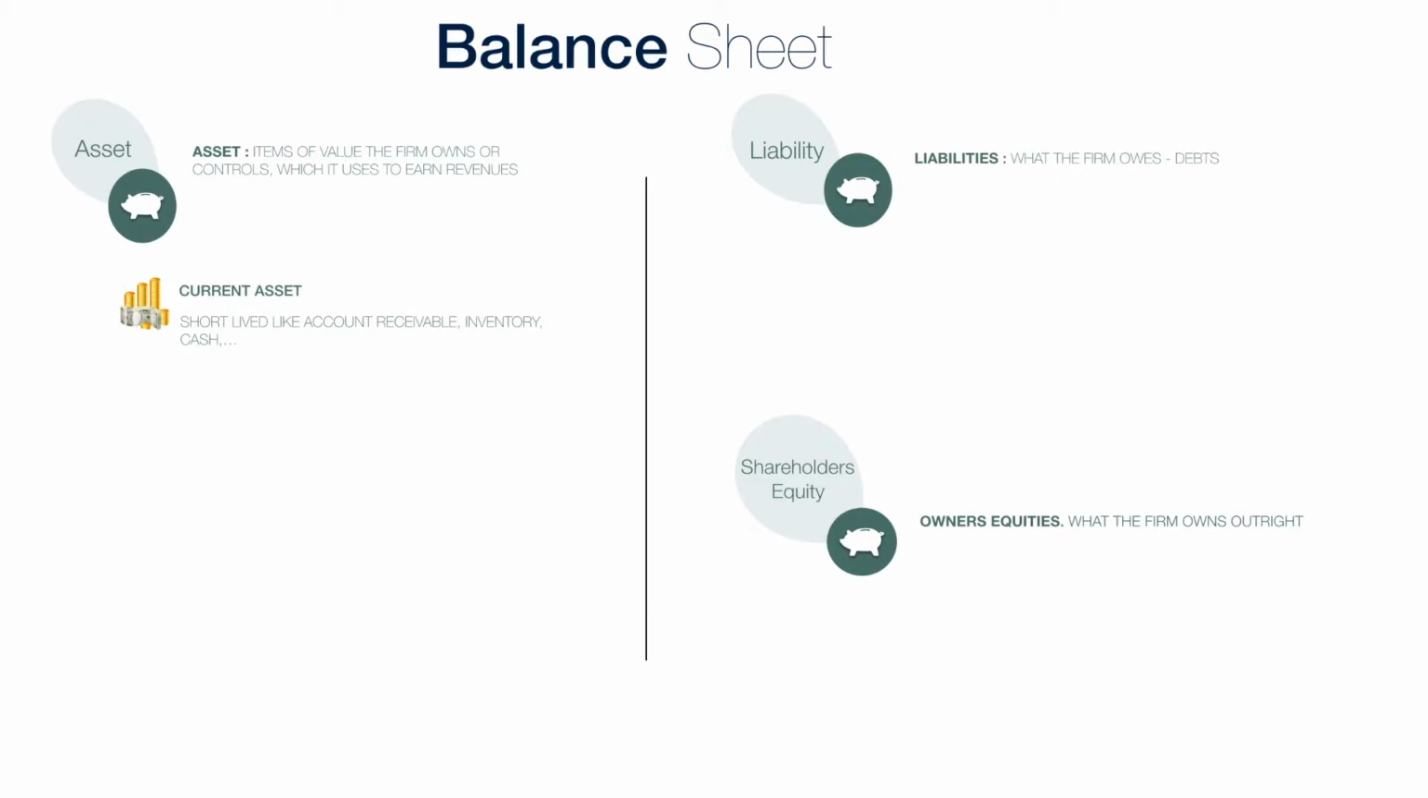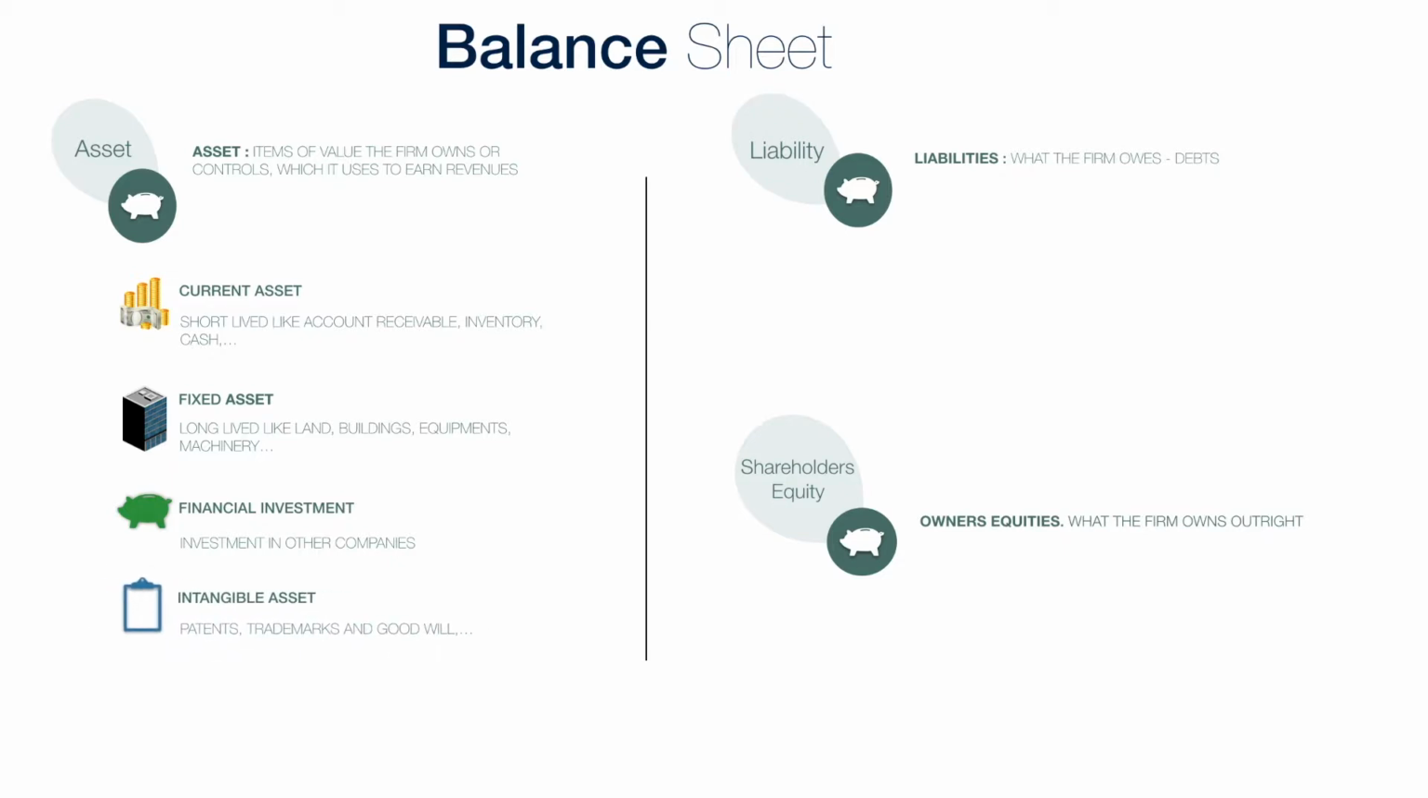A few important types of assets are current assets, which are short-lived, like accounts receivable, inventory, cash, etc. Fixed assets, which are long-lived, like land, buildings, equipment, machinery, etc. Financial investments, like money invested in other companies. Intangible assets, like copyrights, patents, trademarks, and goodwill.